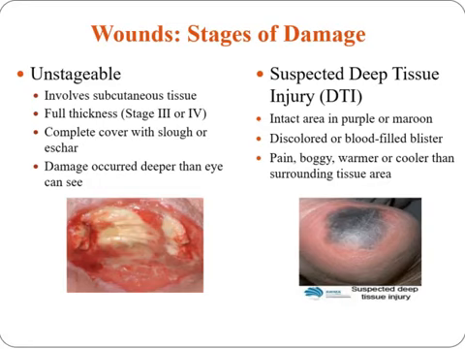subcutaneous tissue. A DTI, that's the picture on the right, or a deep tissue injury. The area is intact, so it's not open, but you see that purple maroon, it almost looks like a really hard bruise. It's like a discolored or blood-filled blister. It's painful, warm to the touch. So that is basically an injury that's occurred that has turned that whole area into eschar, but we can't really tell what's going on there. So that's a DTI.